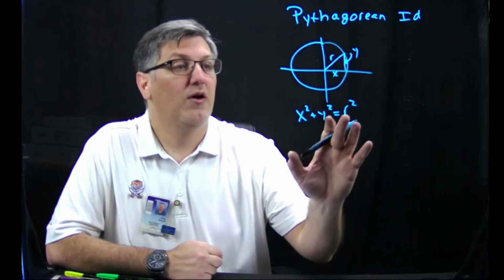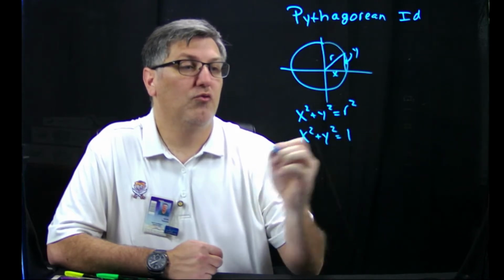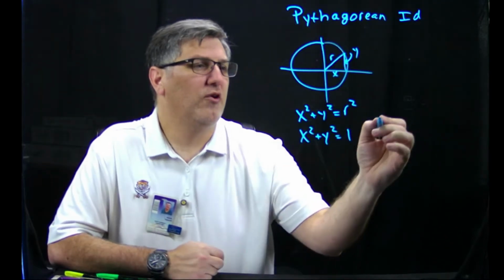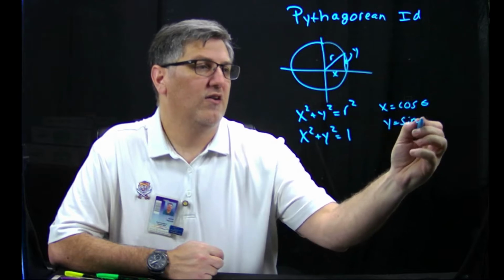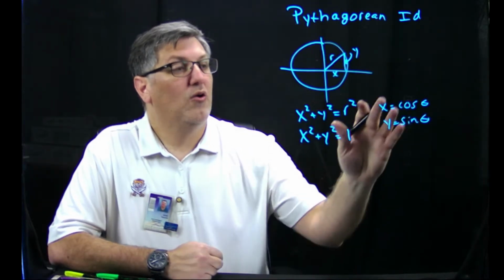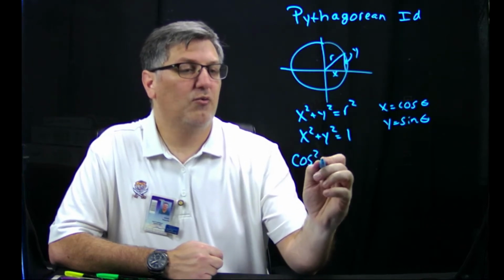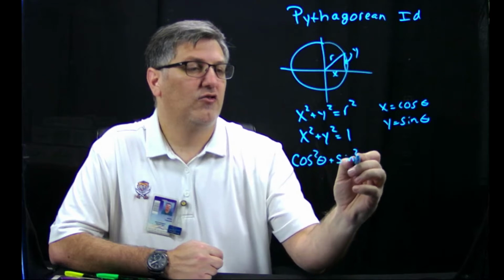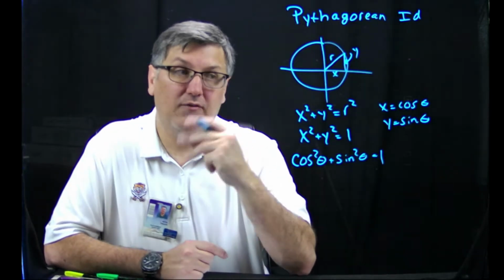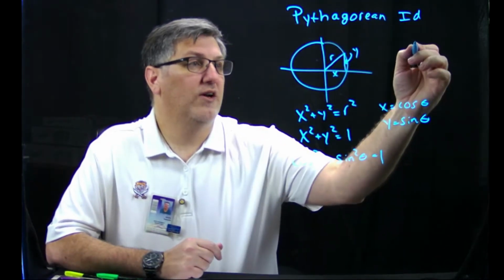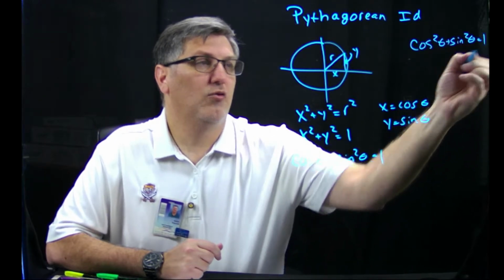Now in the unit circle, my radius is 1, so I can change this to x squared plus y squared equals 1. And then we know from our unit circle, x is cosine of theta and y is sine of theta. Well, I can just play the substitution game and I get cosine squared theta plus sine squared theta equals 1. There is a Pythagorean identity. There are 3 of them, so I'm just going to put it over here: cosine squared theta plus sine squared theta equals 1.